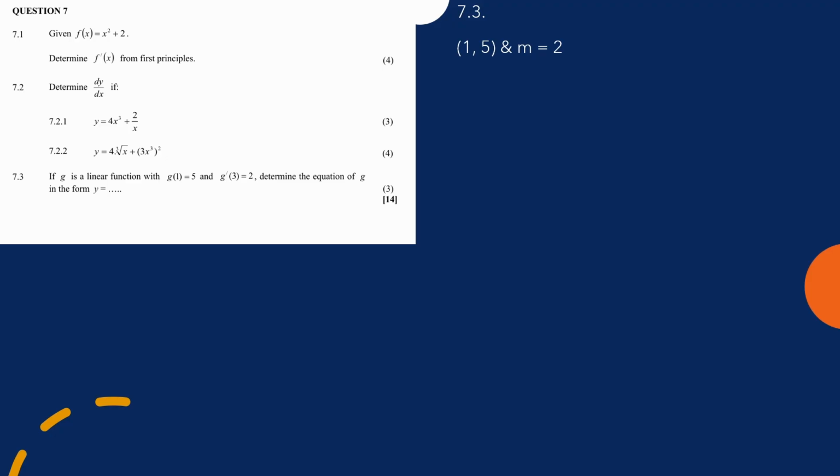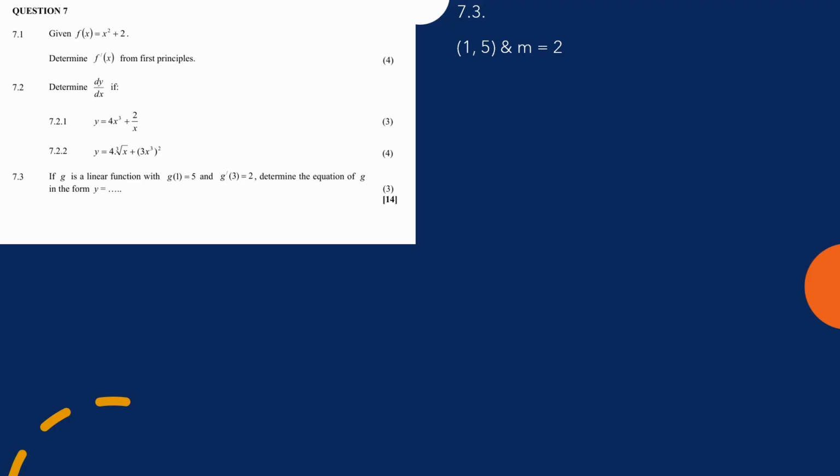And we know that if we substitute in an x value into the derivative of a function, we get the gradient of the function at that point, and hence the gradient at g prime of 3 will be m is equals to 2, as again you can see on my screen.